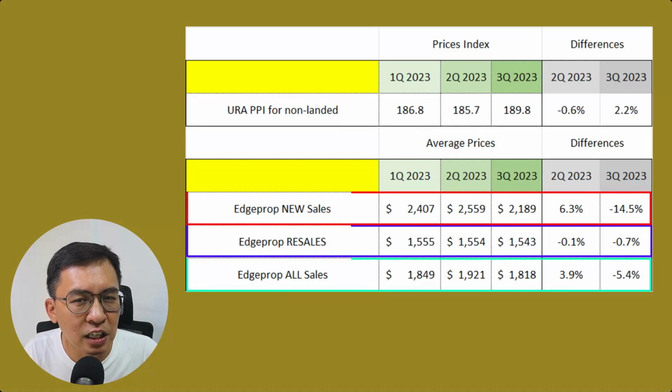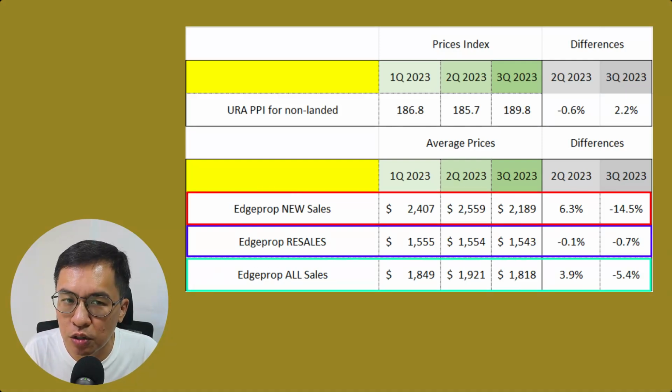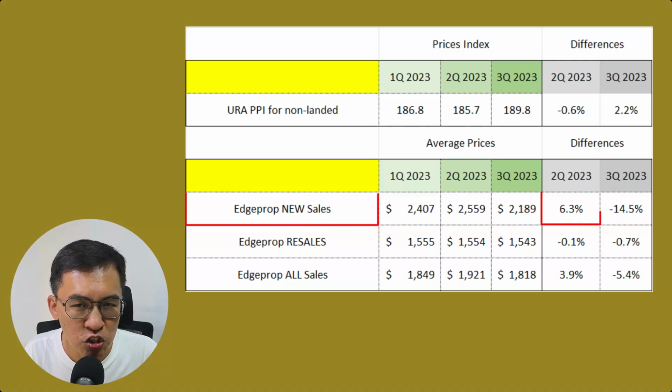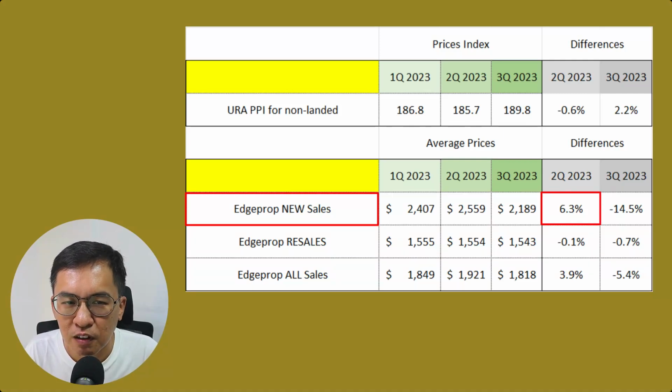Hence, I decided to break up HPROP data into new sales, all sales, and resale transactions. This is to see if there are any differences between the various segments. Interestingly, these are the numbers. For new sales in second quarter 2023, the increase was 6.3%. This is followed by a decline of 14.5% in the third quarter.